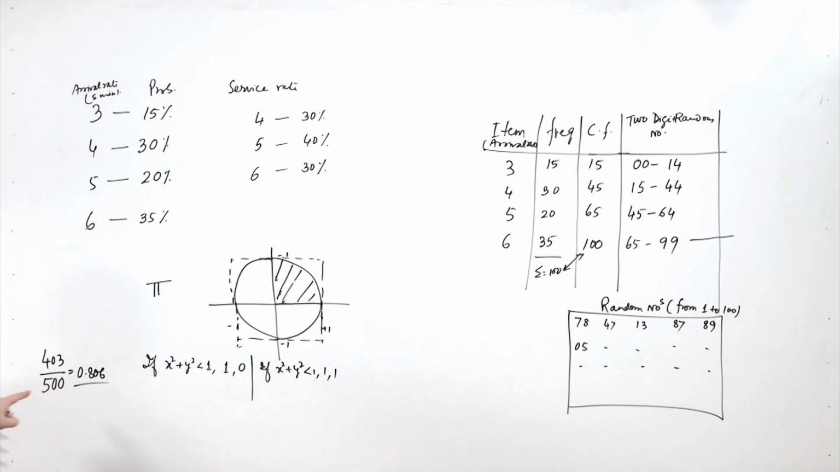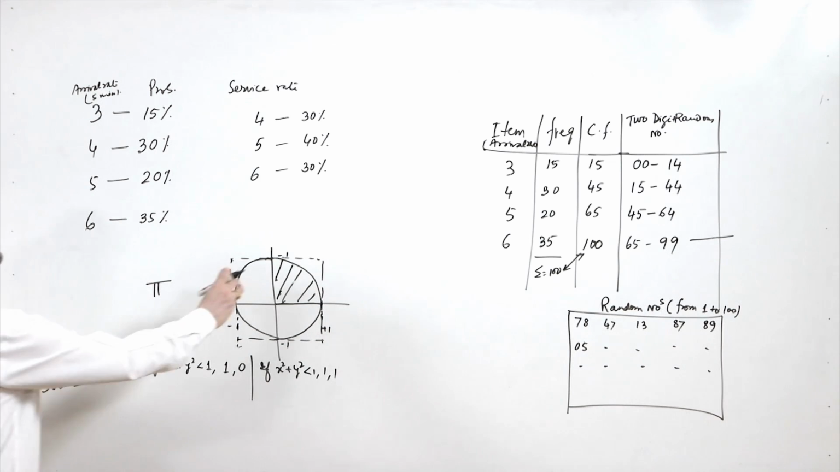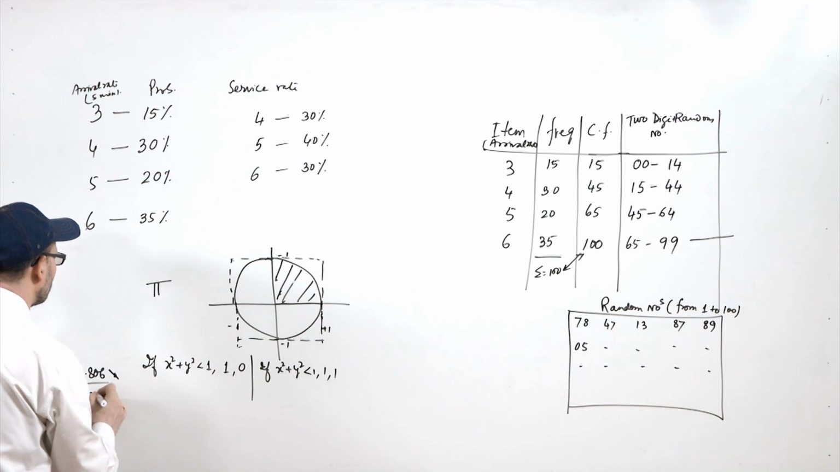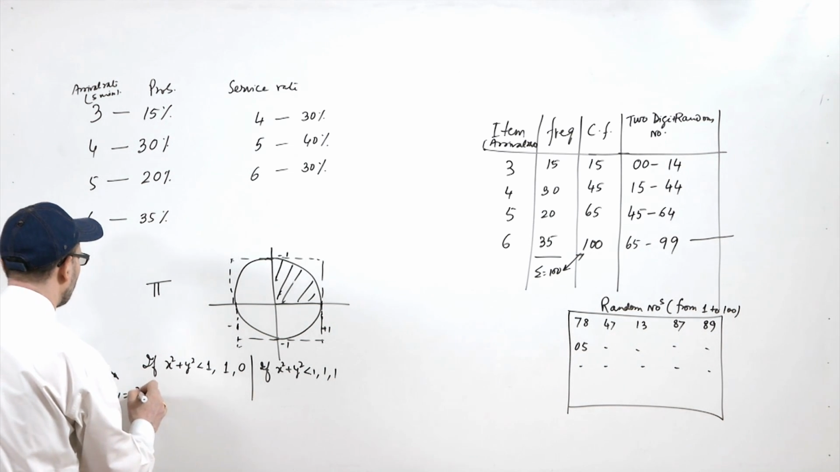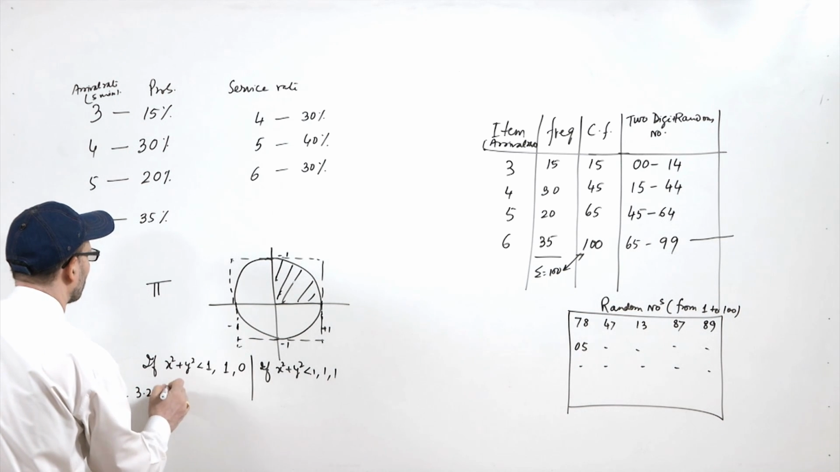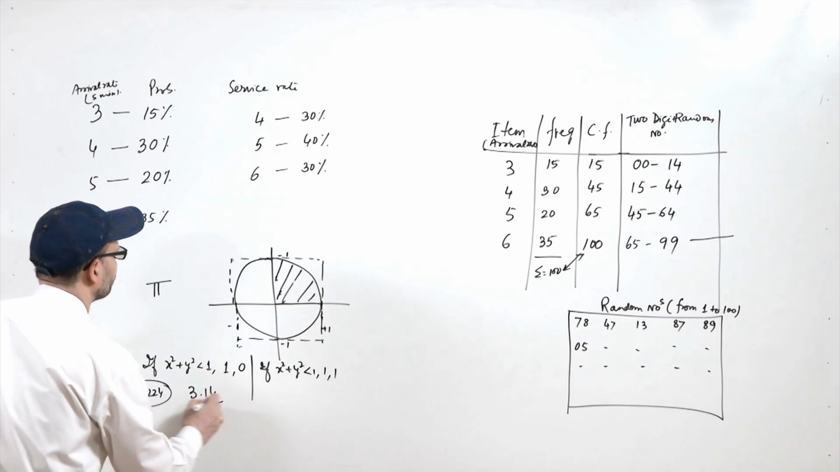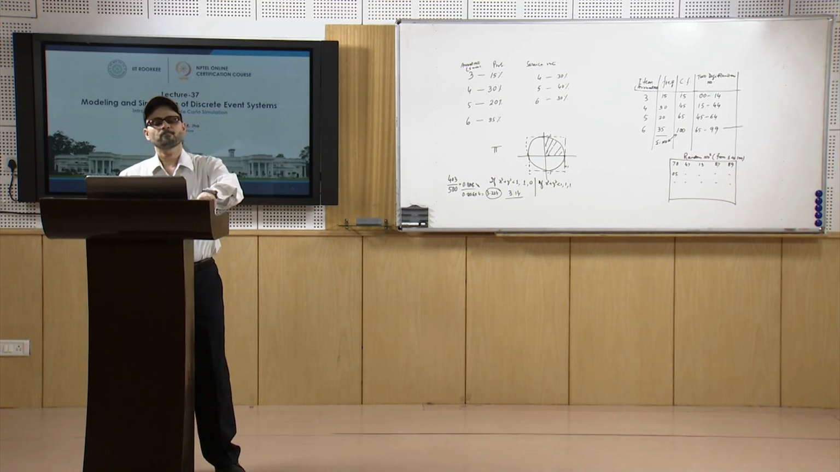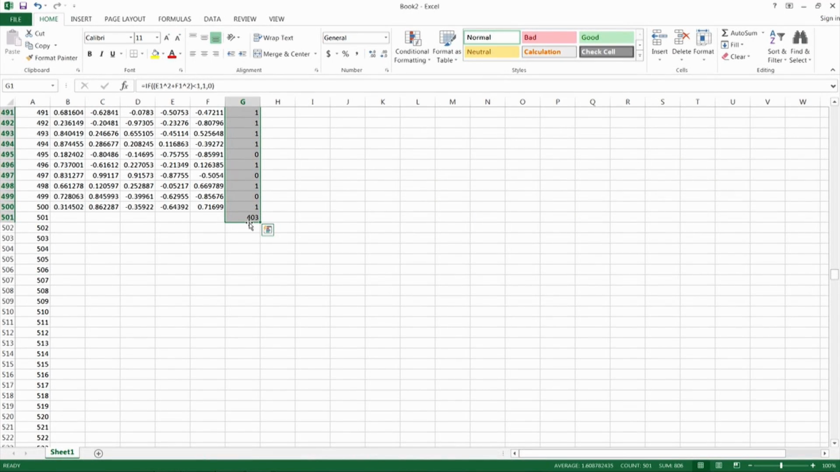So, this is only for 500 iterations, and because this is the pi by 4 region, for getting the whole pi value you will have to multiply it by 4. So, 0.806 multiplied by 4 will be 3.224, whereas the actual value is 3.14. Now, why is there this difference? This difference is because we are doing it for only 500 cases. If we do it for more cases, say 10,000, it will be closer and closer, which we can check.